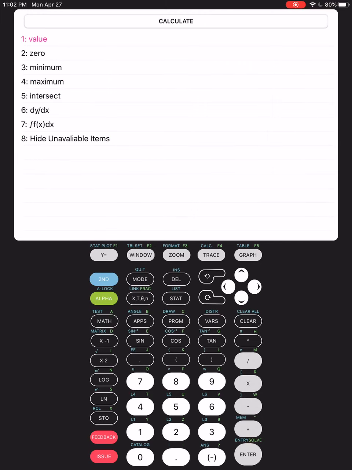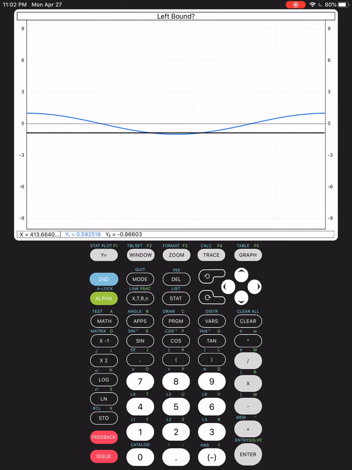Second, calc, intersect, and my cursor is like way over to the left again. There it is.